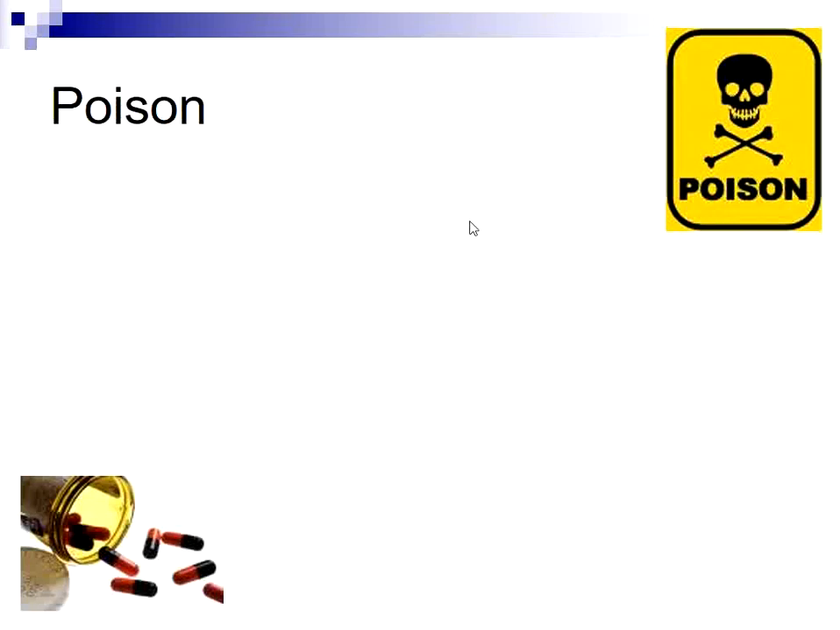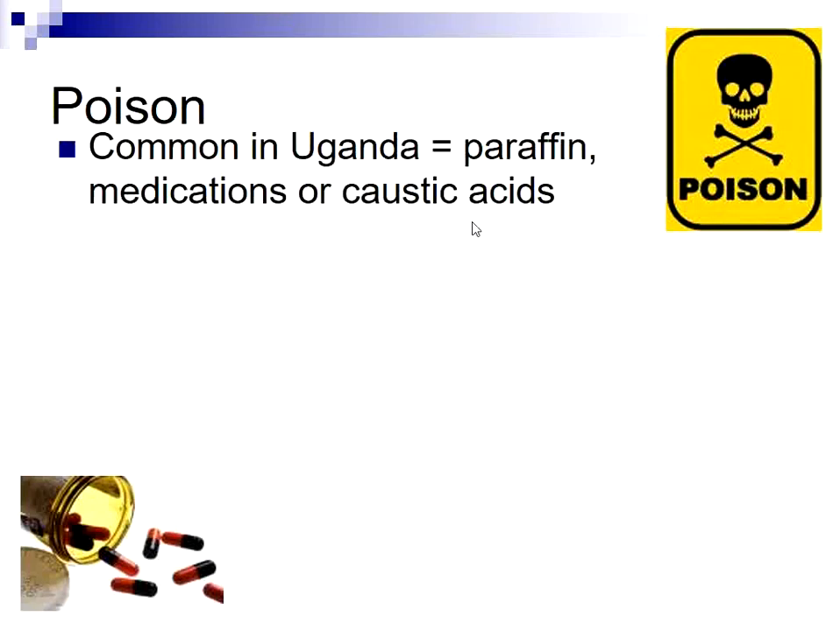The other condition is actually poison. Poison is very common in Uganda. We have cases of paraffin, medications, and caustic acids. Most of the children actually land on these medicines at home. We need to be very careful because most of these have conditions, please store them away from children.